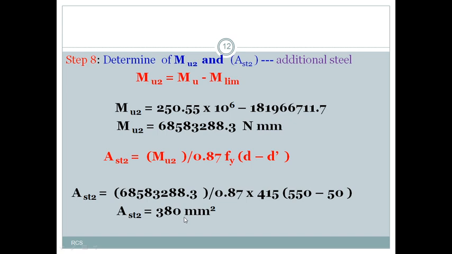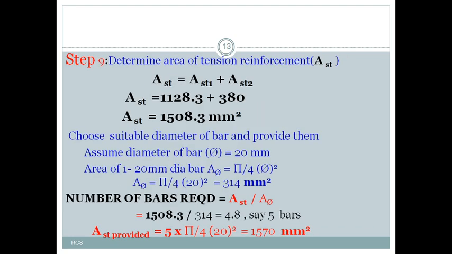So finally we have calculated Ast1 and Ast2. If we add them together, we will get the total area of tension reinforcement provided in the doubly reinforced beam, that is Ast equal to Ast1 plus Ast2. Right. As per our previous steps, Ast1 equal to 1128.3 and Ast2 equal to 380. If we add them together, we will get Ast, the area of tension steel in the doubly reinforced beam, as 1508.3 mm square.